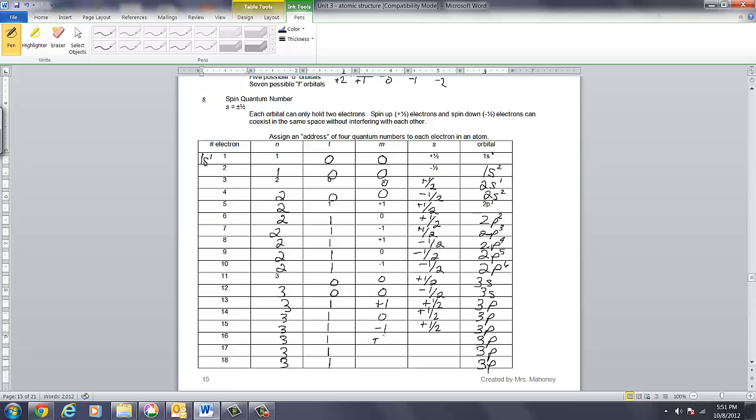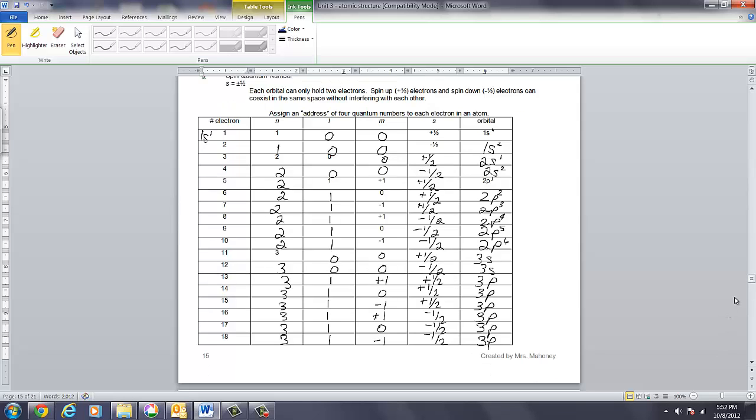Then what are we going to do? Come in and put my down arrows, and so those are my negatives. So it just really comes down to getting familiar with it, kind of looking at it. So let's look at some on the back.